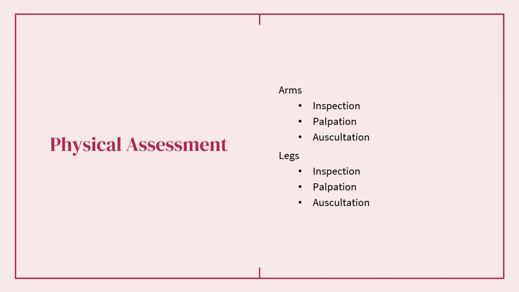Palpating pulses, the femoral, popliteal, and posterior tibial, and dorsalis pedis. If we can't feel a pulse, we're going to use the Doppler. And then auscultating major arteries if needed, like femoral, for any bruits. Again, indicates turbulent blood flow.